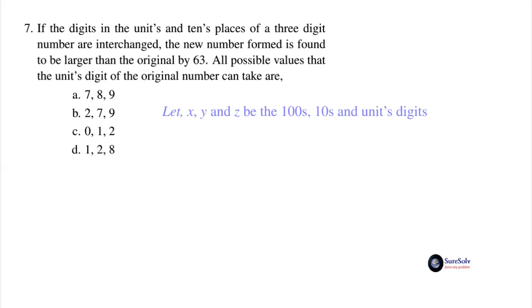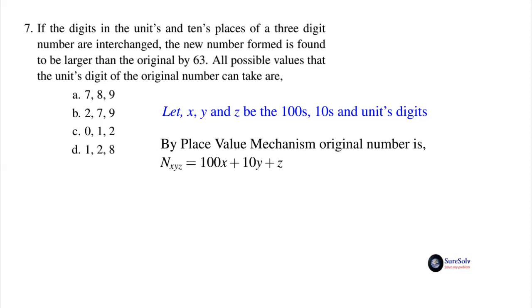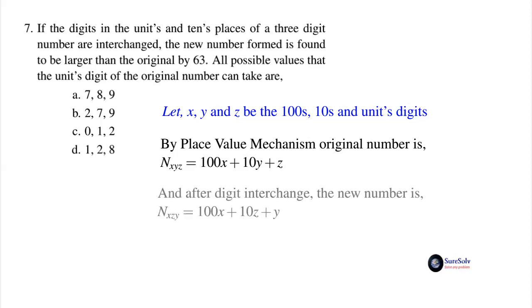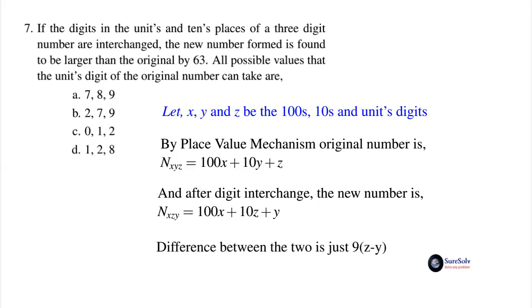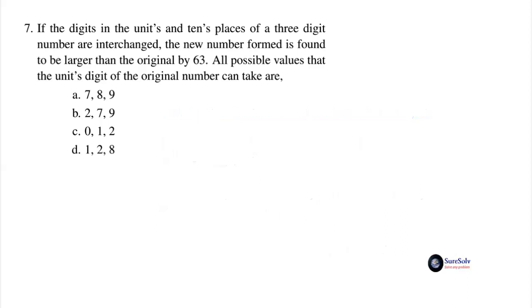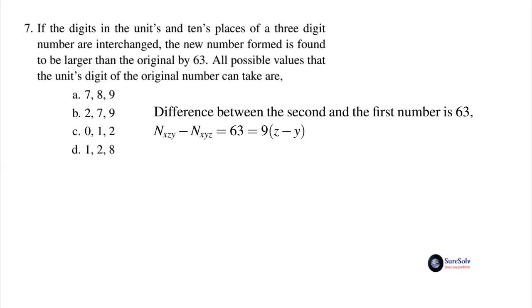Let's assume x, y and z to be the hundreds, tens and units digit of the original number. The original number can be expressed then as 100x plus 10y plus z, and the new number after digit interchange is 100x plus 10z plus y. Difference between the two is 9 times z minus y. And as given in the problem, this difference equals 63.